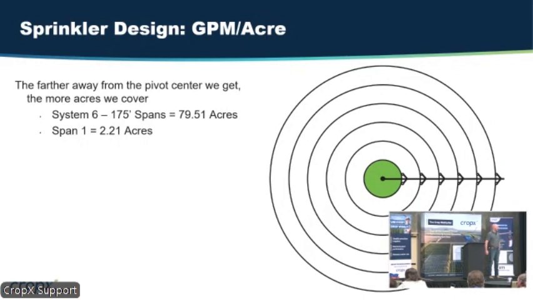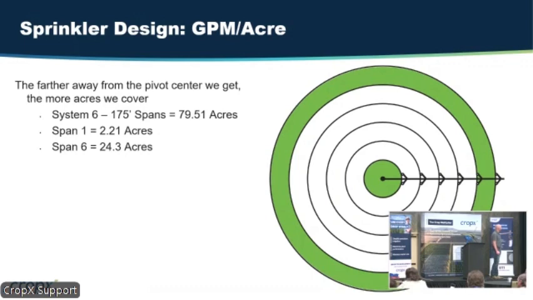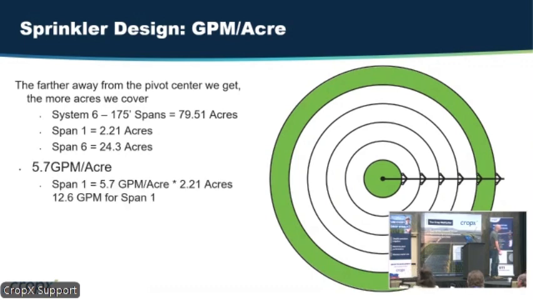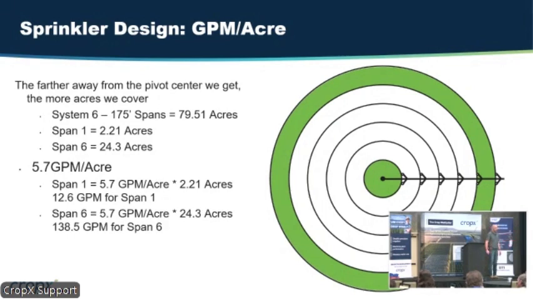If I know how many GPM per acre, I can tell you that that same mathematical part, span 1, 5.7 GPM per acre is what I needed to match 0.3 ET. There's the acres, so I'll have 12.6 GPM coming out for span 1. Okay. Now look out at span 6. It covers 24.3 acres. That circle's so much bigger, right? Since we're covering more acres and I have to maintain GPM per acre, I can now tell you that there's 138.5 GPM coming out of the end tower.